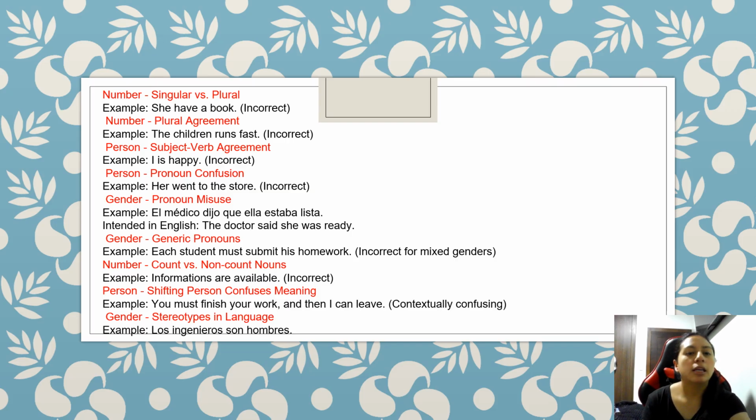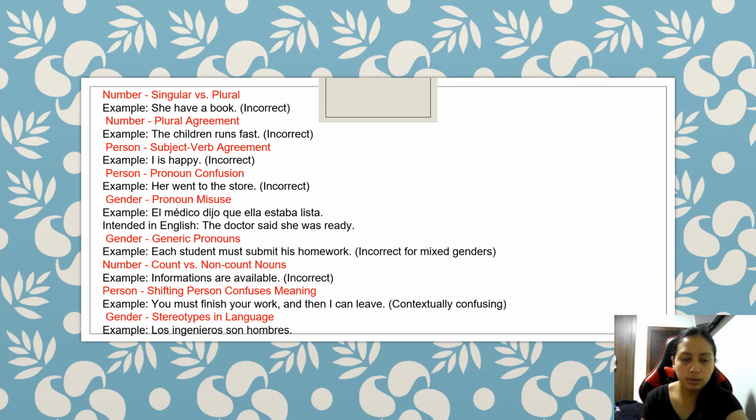And other is generic pronouns. For example, "each student must submit his homework." This is incorrect. The correct is "each student must submit their homework." Using gender neutral language avoids exclusion and confusion.